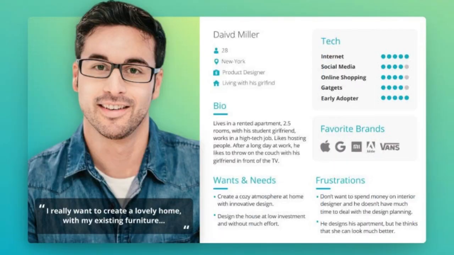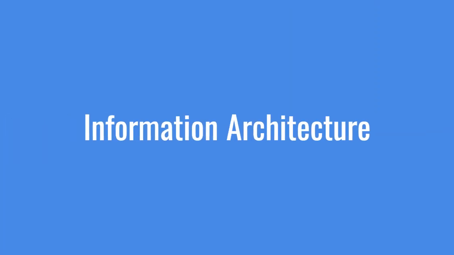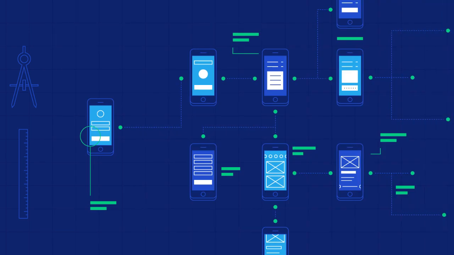Then user personas means create user personas to represent different segments of the target audience. Personas help designers empathize with users and design with their specific needs in mind. Information architecture means organize information in a clear and intuitive manner. A well-structured information architecture ensures that users can easily find what they are looking for without feeling overwhelmed as well.